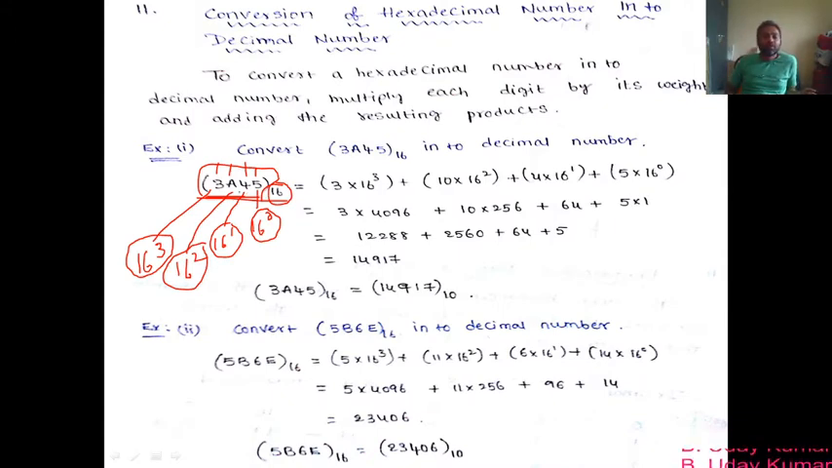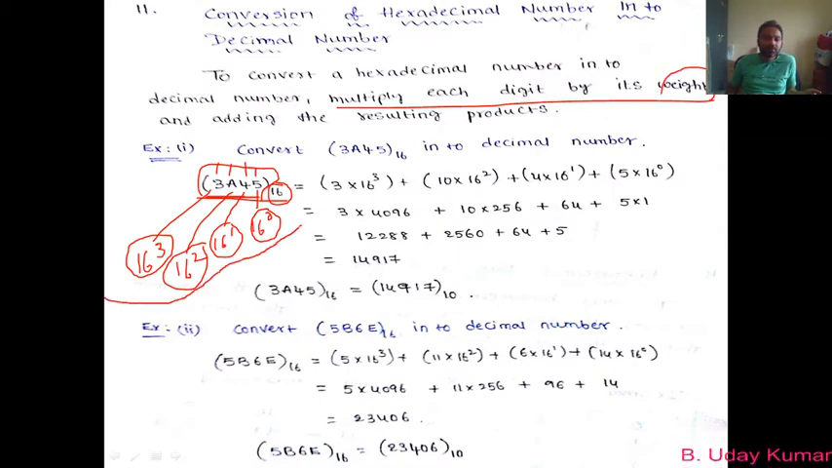To convert it, you already know that you have to multiply each digit by its weight. And what is weight, I already explained here. These are the weights: 16 cube, 16 square, 16 power 1, 16 power 0. Whatever values you get when you multiply those digits with their weights, you have to add everything. Adding the resulting products will give you the decimal number.